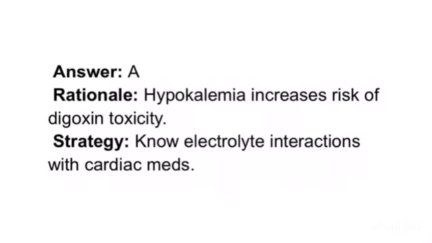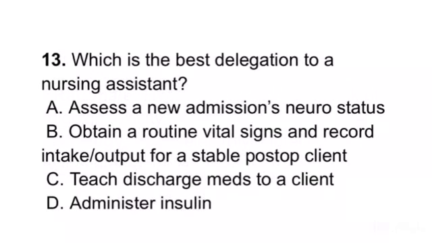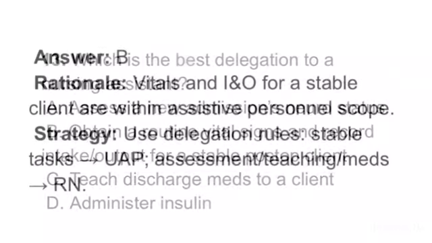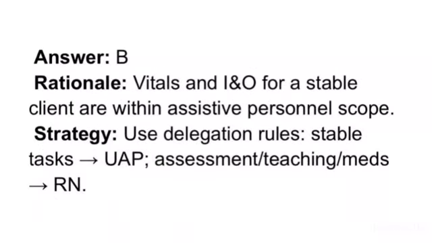Strategy: know electrolyte interactions with cardiac meds. 13. Which is the best delegation to a nursing assistant? A. Assess a new admission's neurostatus. B. Obtain routine vital signs and record intake/output for a stable post-op client. C. Teach discharge meds to a client. D. Administer insulin. Answer: B. Rationale: vitals and I&O for a stable client are within assistive personnel scope.